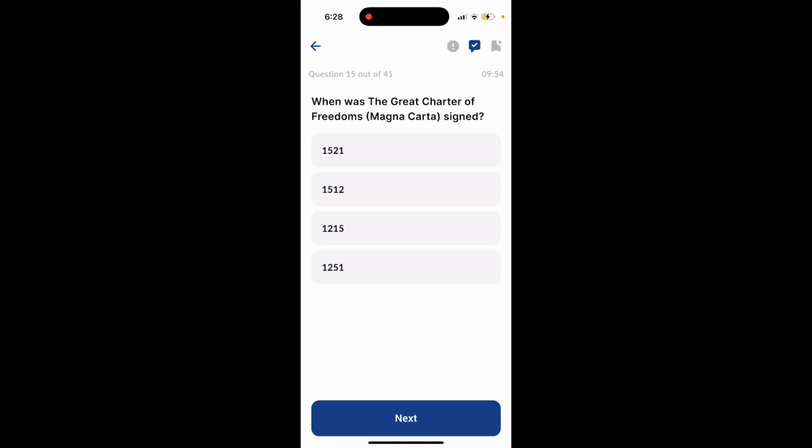Question 15. When was the Great Charter of Freedoms or Magna Carta signed? 1521, 1512, 1215, 1251. The answer is 1215.